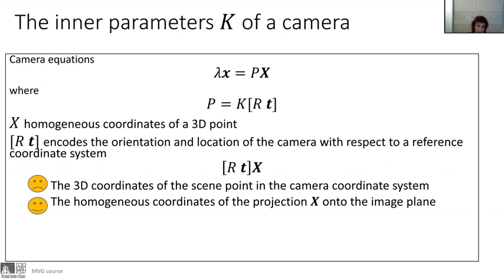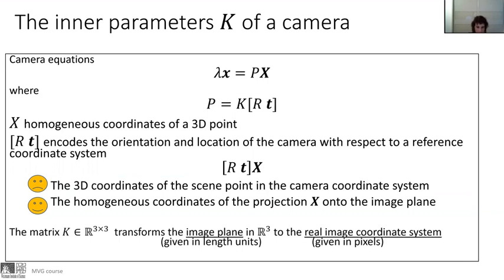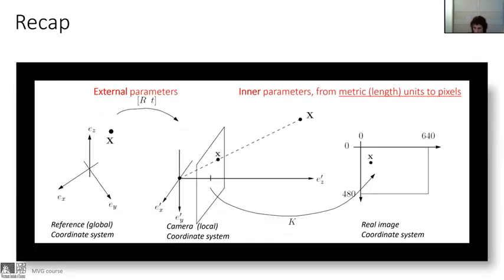I'm going to use the happy interpretation, which means that this is the homogeneous coordinate of the projection X onto the image plane. Why? Because now, if I'm looking at it as the projection on the image plane, I would like to say that the matrix K transforms the image plane, which is embedded in R3, from length units to the real image coordinate system given in pixels. This is the reason. To be sure that everything is clear, let's recap what I've just said in the last few slides.